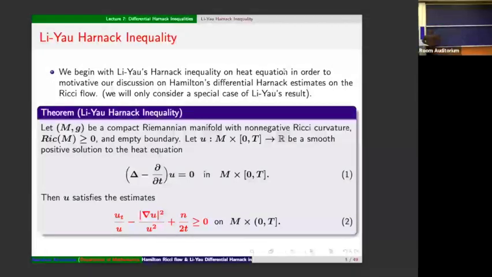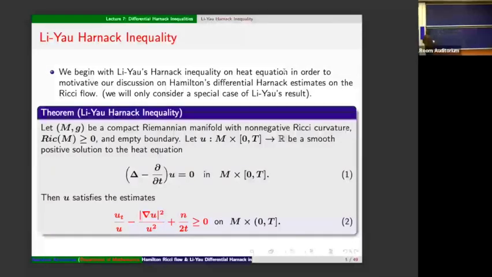Get rid of U square: the quantity is greater or equal to 0, where N is the dimension of the manifold. So this is a gradient estimate, and it is the one called the Li-Yau Harnack inequality. Because if you integrate this along a path, which I'm going to mention, you will get the classical Harnack inequality, where you can compare a solution to the solution at a different time. So that is the classical Harnack inequality.